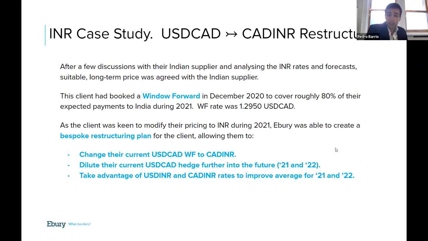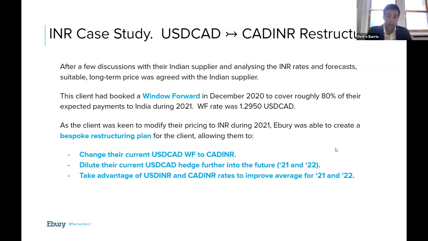And just as they'd been doing back in December 2020, they designed their hedging strategy for 2020 using a window forward USD CAD of 129.50 at the time. So when discussing INR, one of the key issues for the client was, what do I do with that USD CAD hedge that I booked back in December and which I'm supposed to use during 2021?